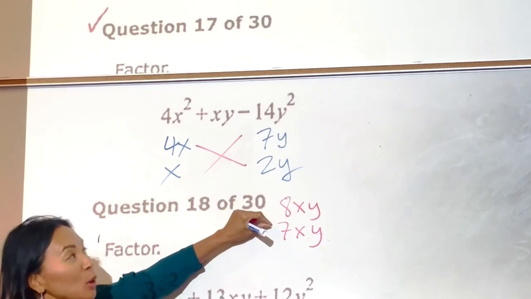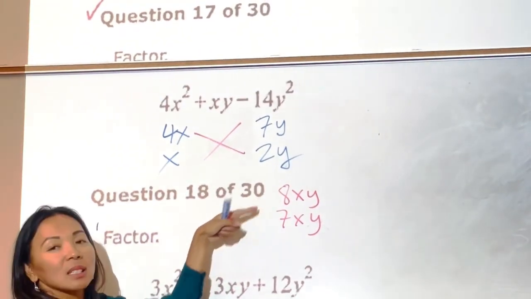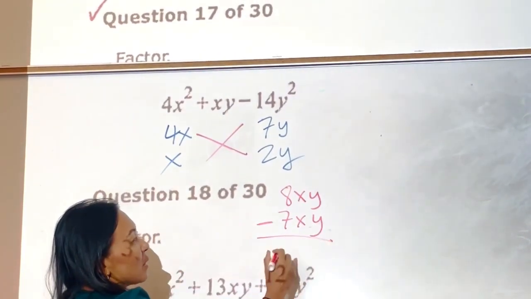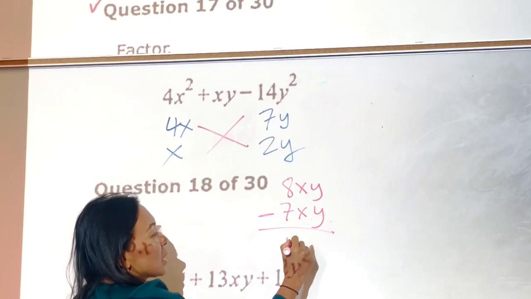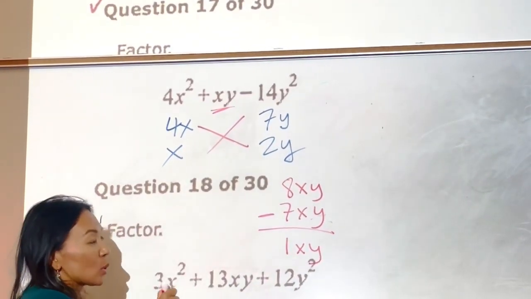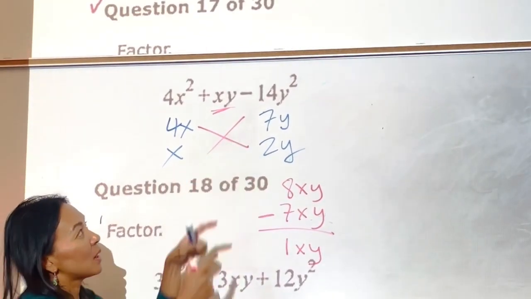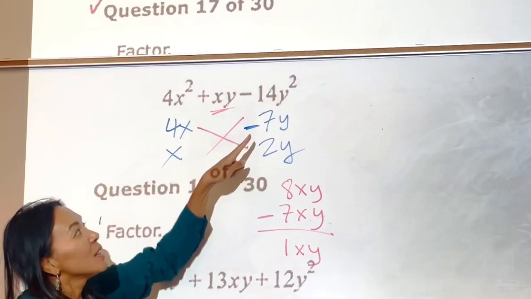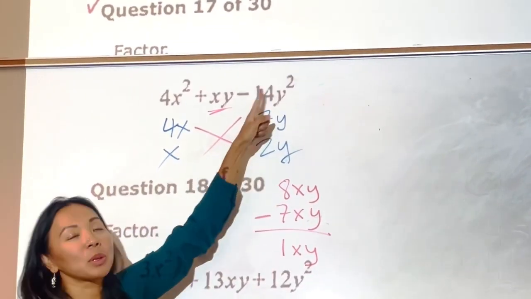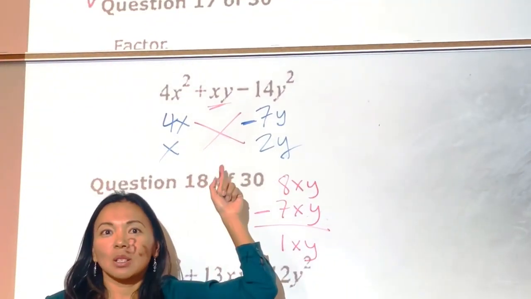Can I add or subtract this to give me a 1xy? Yeah, I sure can. Where do I need my negative sign? On the negative 7. So 8xy minus 7xy does give me a positive 1xy, which is exactly what this is. But I see I need to put a negative here, right? If I put a negative on the 7, well, good thing there's a negative here, right? Negative 7y times 2y gives me negative 14y squared. I knew there was going to be a negative somewhere, I just didn't know where.